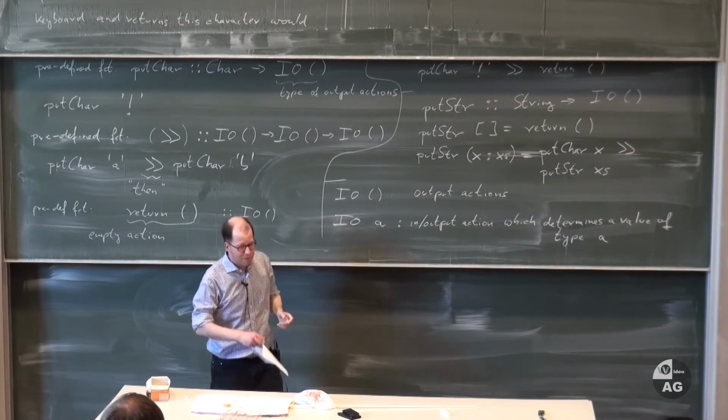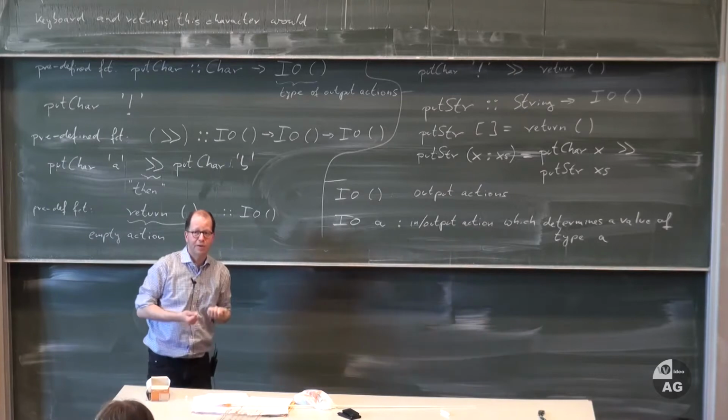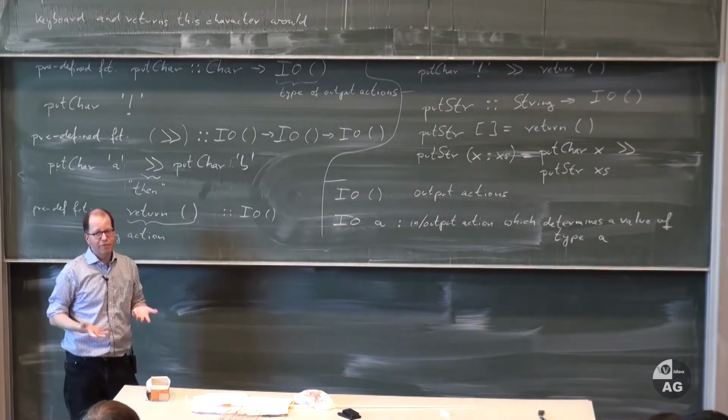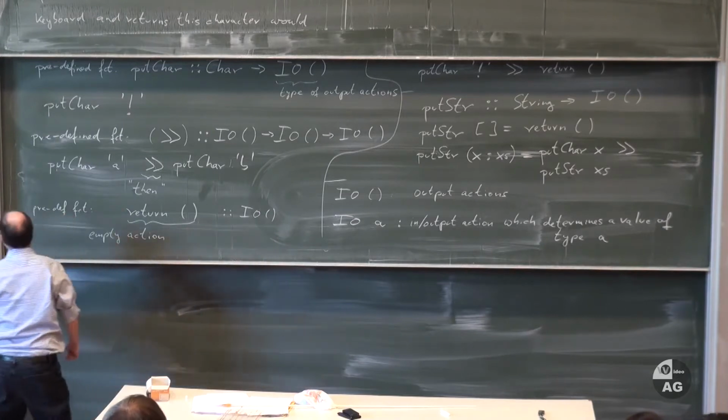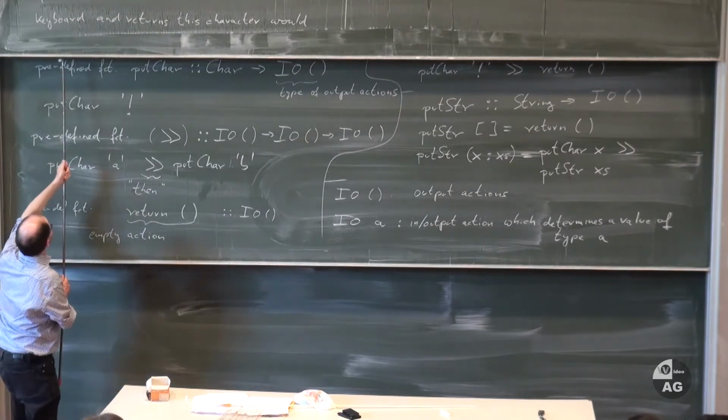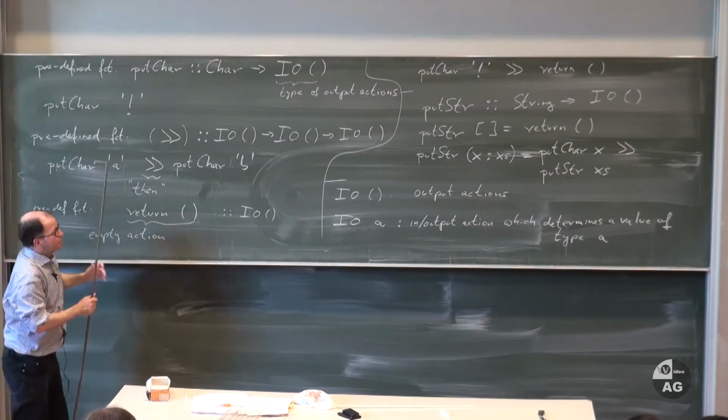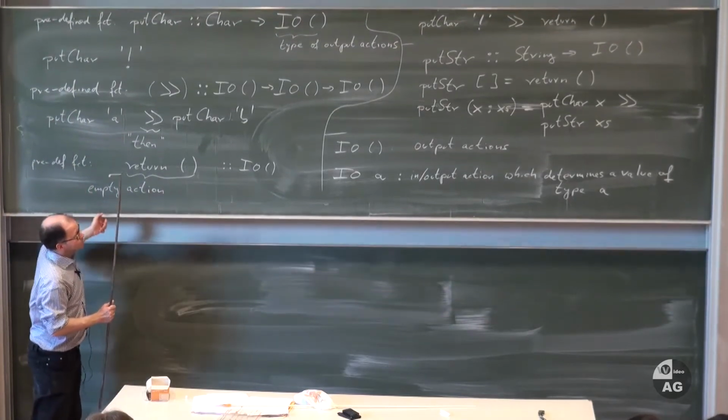But if you want to have something like get character, which reads a character from the keyboard, then indeed a value is determined, namely the character that the user typed in. So get character is also an action, but it has the type IO character.